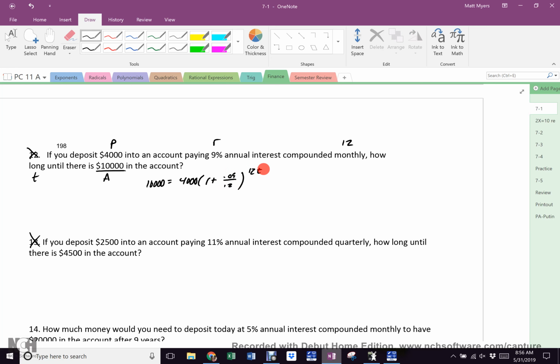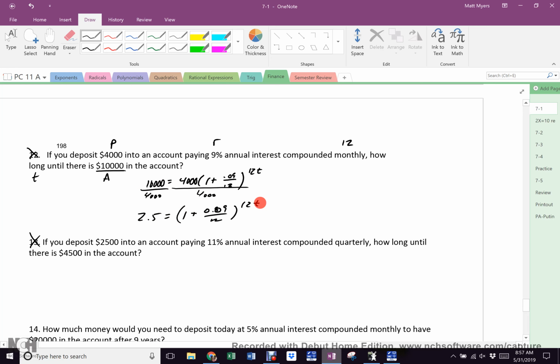Yeah? Okay. So right away, we're going to get rid of the 4,000 and the 10,000. Yes? I'm going to divide by 4,000. I'm going to divide by 4,000. That gets me 2.5 equals 1 plus 0.09 over 12, all to the 12t.